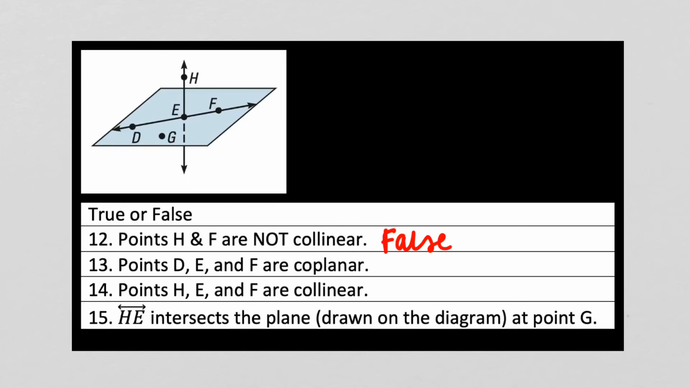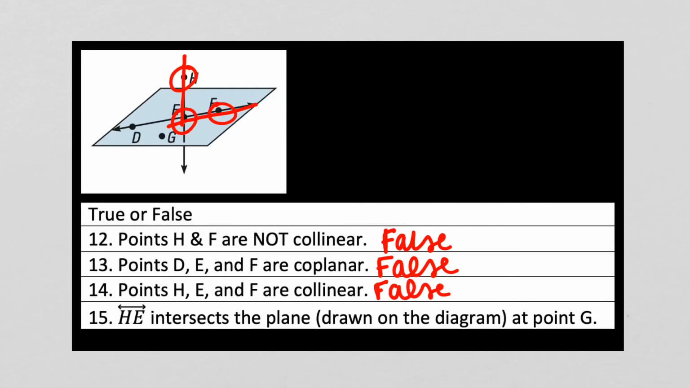Now number 13, I say points D, E, and F are coplanar. I've said this throughout this whole video. They have to be non-collinear to be coplanar. You can connect all 3 of these by a line, so it is false because they're collinear. Now, number 14, I say points H, E, and F are collinear. I cannot connect these by one line, so that is false.